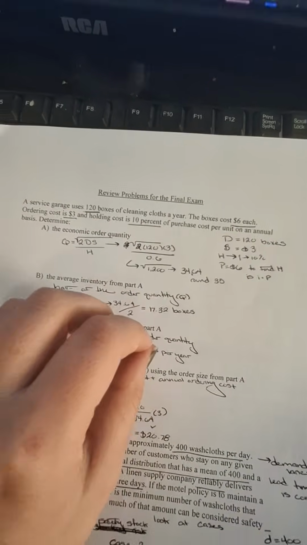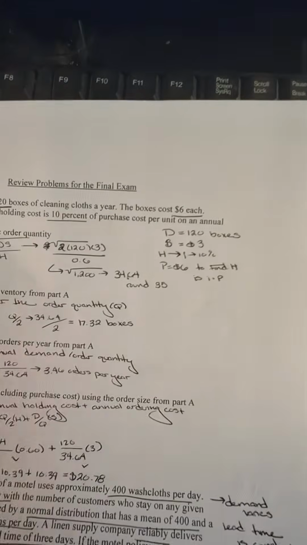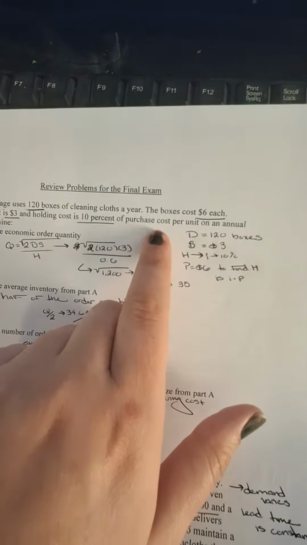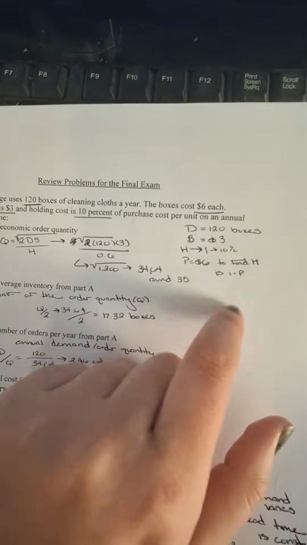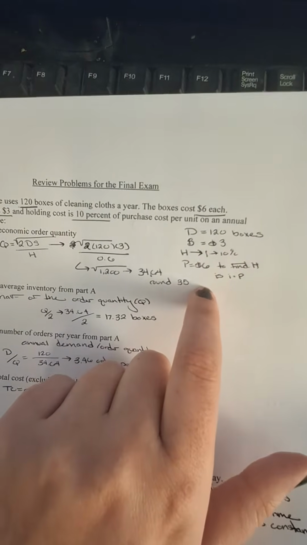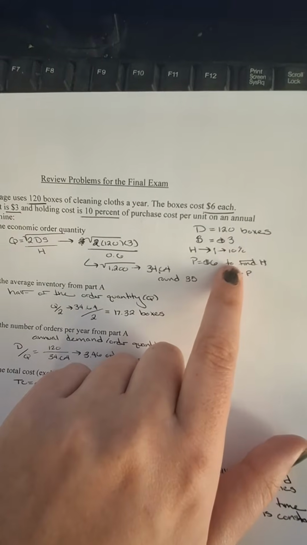H is going to be a little different to find than we've normally done before, but it's not going to be too difficult because we have everything we need. It's 10% of the purchase cost. Well, we have the purchase cost, $6 each. So it's just going to be our percentage times our purchase cost, or 6 times 10%, and that's going to give us 60 cents.